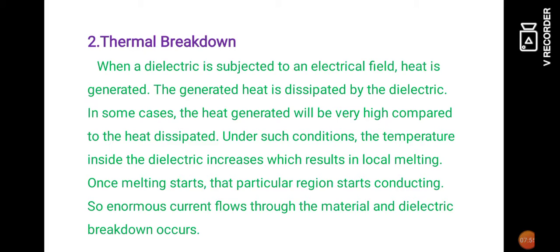When such heat is generated in a huge quantity, under such conditions, the temperature inside the dielectric increases, which results in local melting of the dielectric material. Once melting starts, that particular region starts conducting in the dielectric material, whatever the area may be. So an enormous quantity of current flows through the material and the dielectric breakdown occurs. That means the area which starts melting and conducting the electricity is due to the heat developed inside the dielectric material. Therefore, this type of breakdown is called the thermal breakdown.